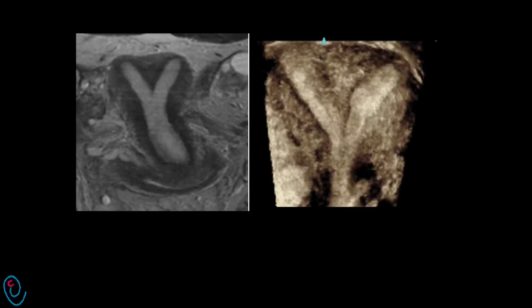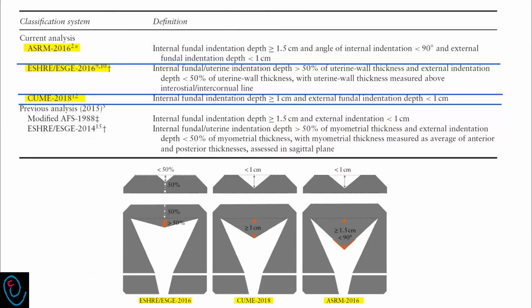3D ultrasound and MRI, on the other hand, can examine the internal contour and external contour of the uterus. The American Society of Reproductive Medicine, ASRM, and ESHRE in 2016 published guidelines for differentiation between the 2 conditions using 3D ultrasound or MRI.